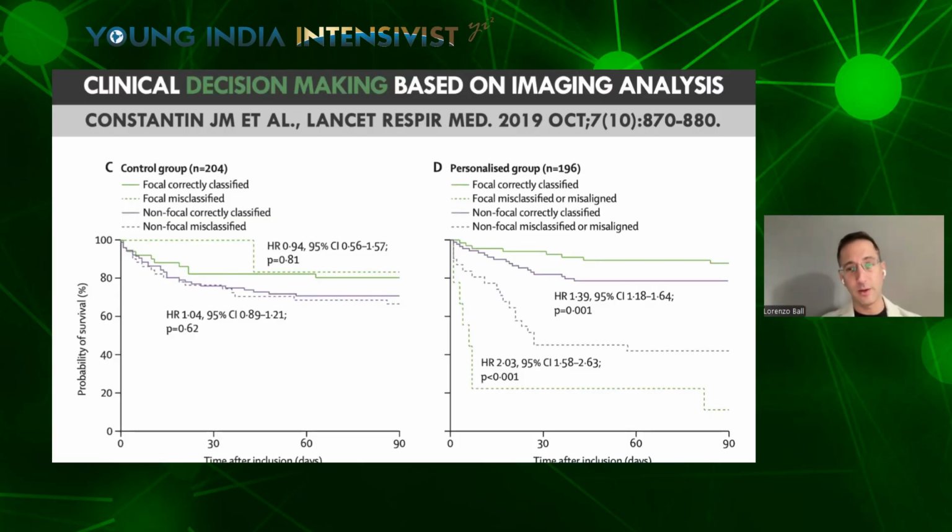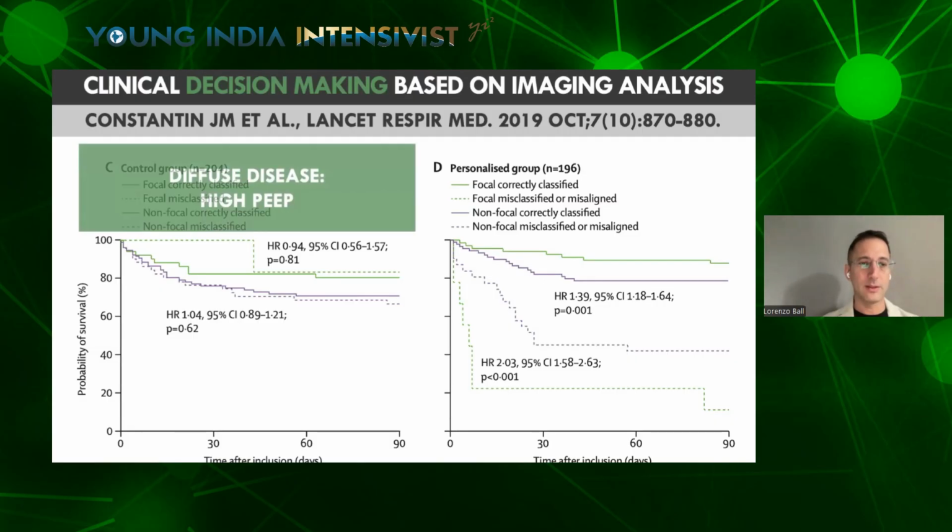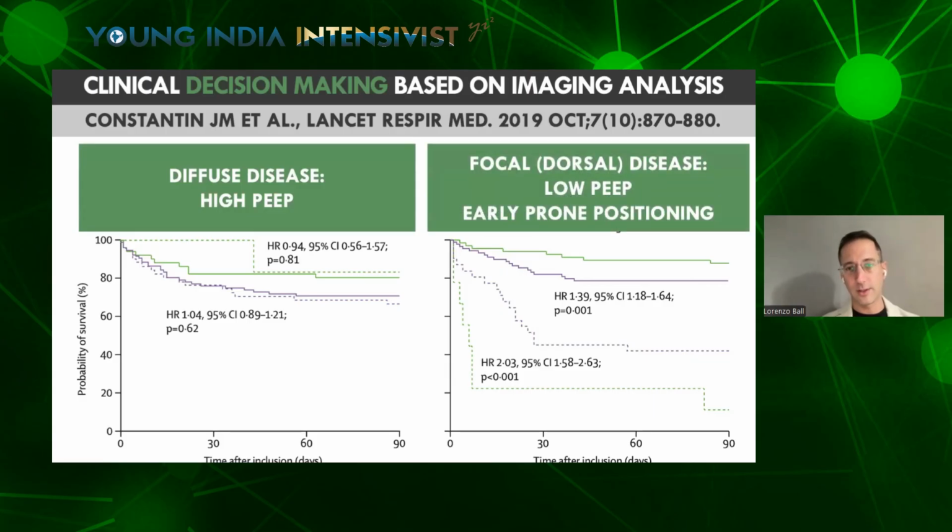Actually, the main result of the study was negative. So if you look at the paper, the conclusion is that the personalized approach did not result in lower mortality, but the message is very important. Diffuse disease: application of high PEEP. Focal dorsal disease: low PEEP and early prone positioning.